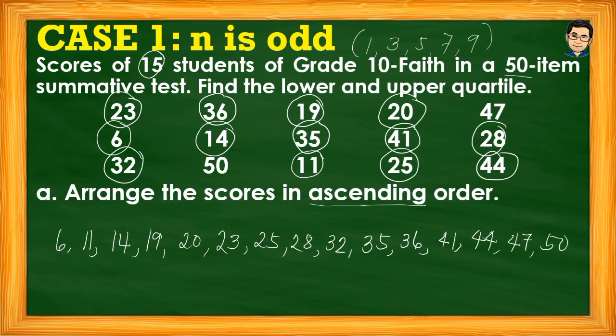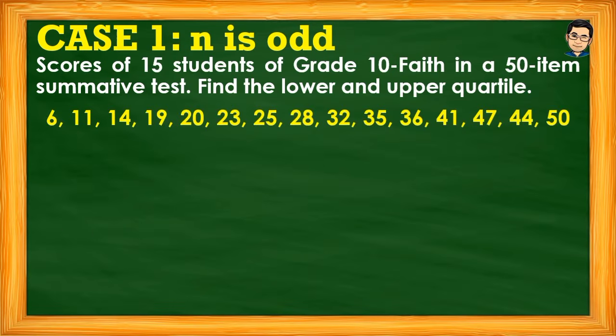47 and 50. Okay. So, kung bibilangin natin yan, from 6 up to 50, meron po tayong 15 scores. As you can see, naka-arrange na po yung scores natin in ascending order. Ayan po yung ating nilista kanina. Okay, so ayan. 6, 11, 14, 19, 20, up to 50.